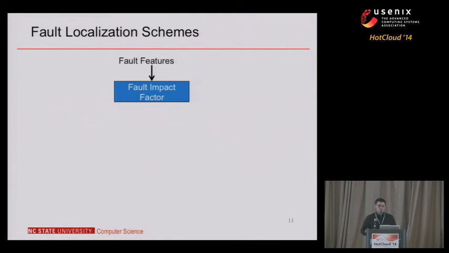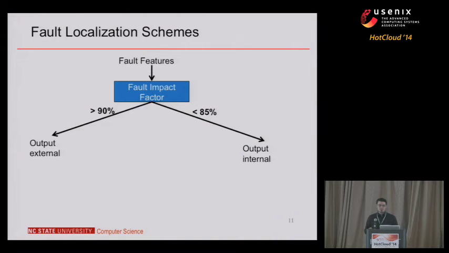The first way that we do that is using a fault impact factor. The idea behind the fault impact factor metric is that if most of the threads are affected and they're directly affected, then this is likely an external fault. It doesn't matter what you're doing. As soon as you were scheduled, you were affected by the problem. So if we see that more than 90% of the threads are affected, we say that it's an external fault. On the other hand, if we see that a smaller subset is affected, then we say that it's likely a subset of these threads were directly infected, and it's likely an internal problem.